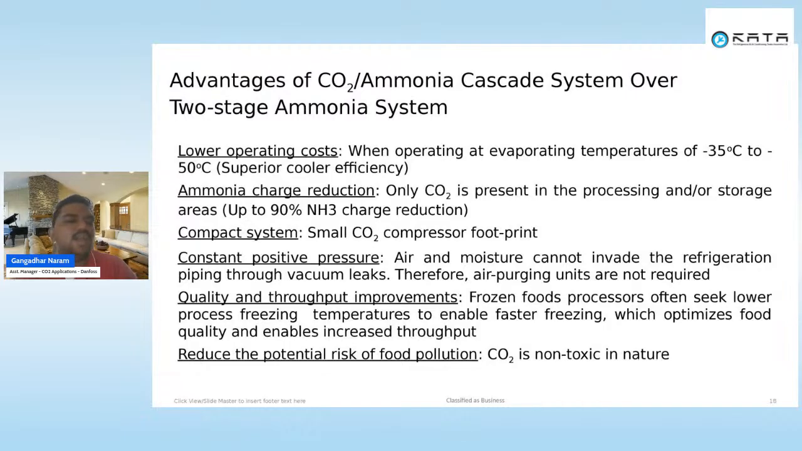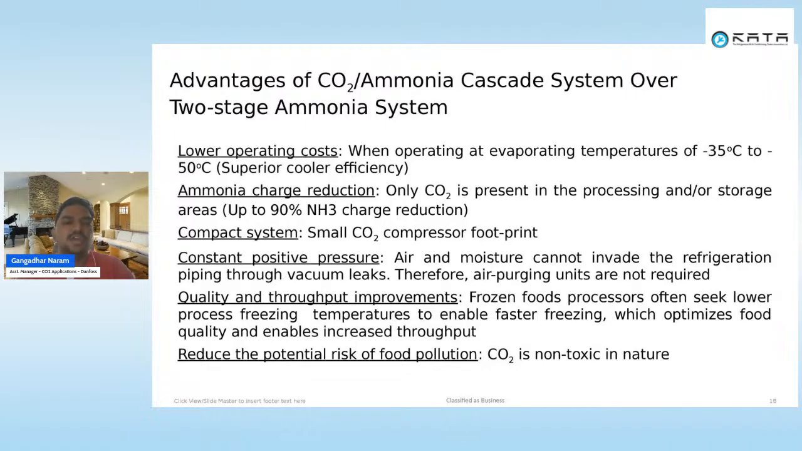properties. And ammonia charge reduction, which we already discussed: you can reduce the ammonia charge by 90% when you're using CO2 on the lower side, and ammonia is contained only on the higher side of the cascade. There you can reduce nearly 90% of the ammonia, so that the plant is safe whenever you are operating in residential or urban areas. As we discussed, it is a compact system, with a small CO2 compressor footprint, and obviously constant positive pressures.